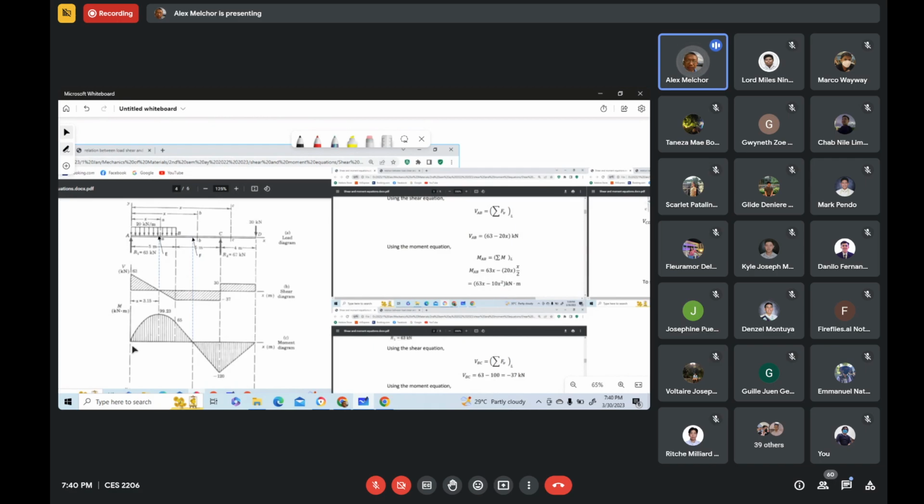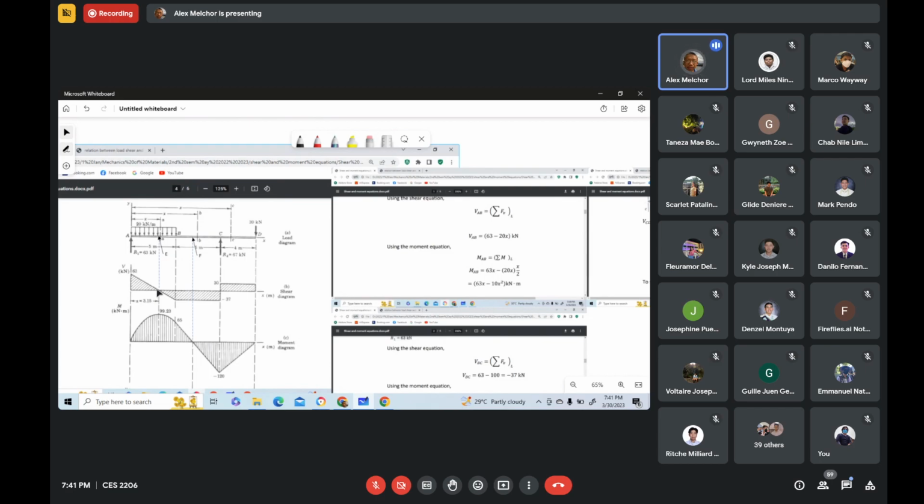Or if you are going to apply the moment equation, the moment at A is equal to summation of moments considering the left portion of section A. There we have nothing to the left of section A. That is why the moment at A is zero. Okay, now in the shear diagram, at this point here, this is zero shear. Now, at zero shear, maximum moment occurs.